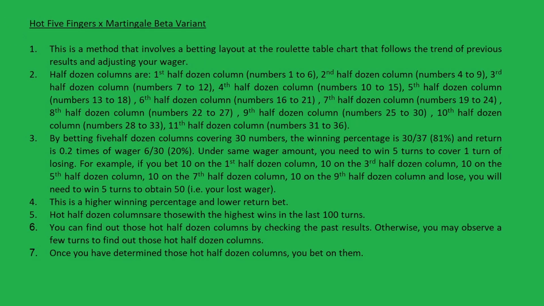Hot 5 Fingers x Martingale, Beta Variant. 1. This is a method that involves a betting layout at the roulette table chart that follows the trend of previous results and adjusting your wager.